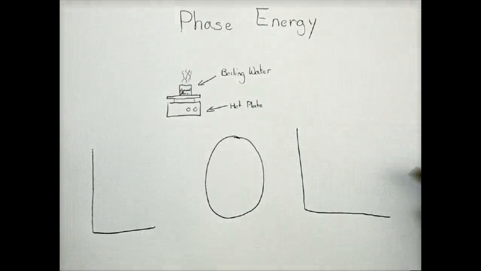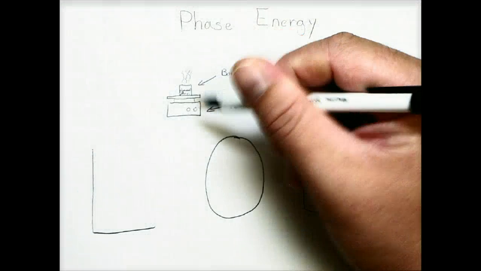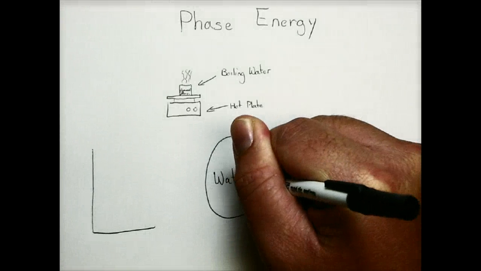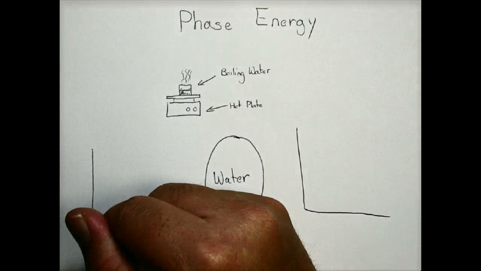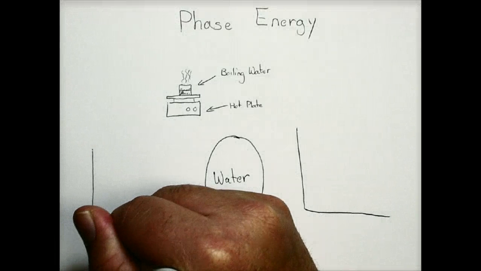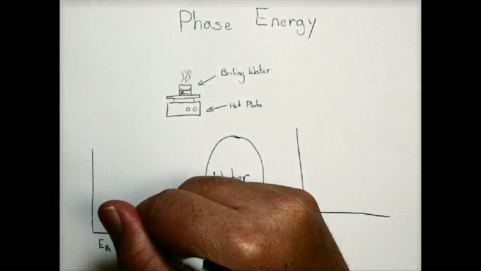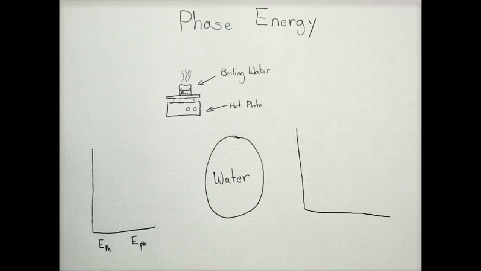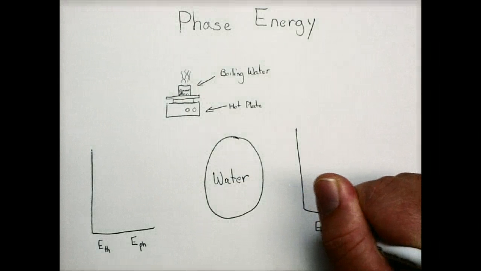And we're first going to decide on our system. The thing we're interested in is the thing that's changing phase. So in this case, our system will be just the water. And we're looking now at two types of energy. E_TH, which is thermal energy, and E_PH, the phase energy. And we're going to be looking at that for both of these.